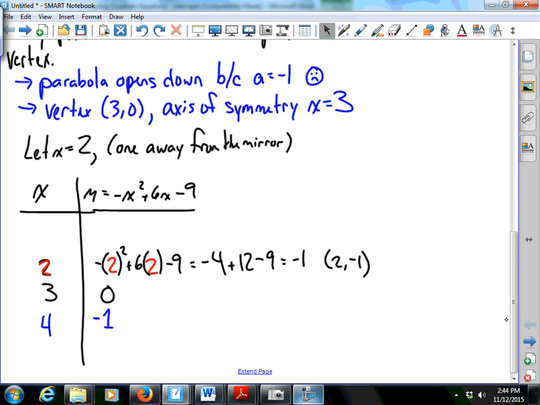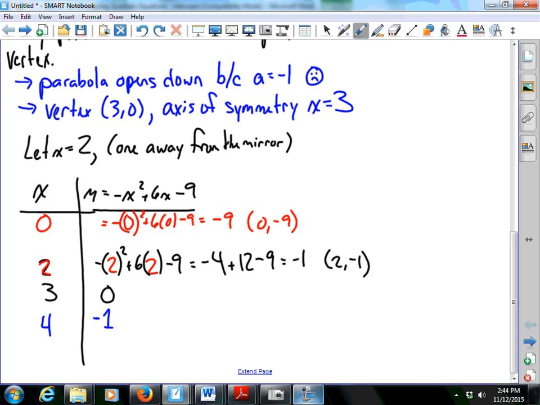Now, some of you might say, you know what, Mr. Michaud, I'm going to make my life easy. Why don't I just let x equal 0? Sure, why not? But you have to be aware of what that's going to do. So that's 0 minus then x squared plus 6 times 0 then minus 9. Well, the answer is negative 9. So this coordinate is at 0, negative 9.